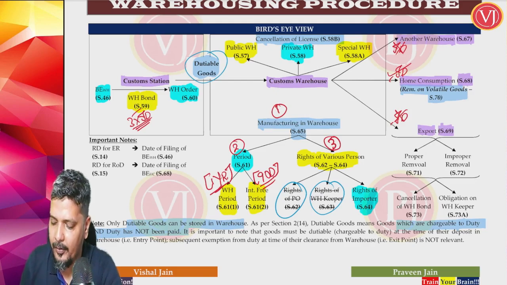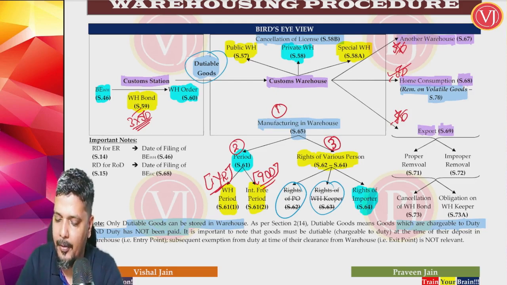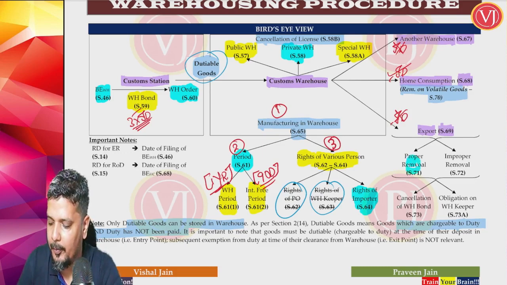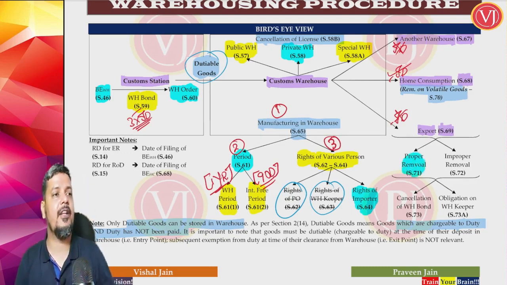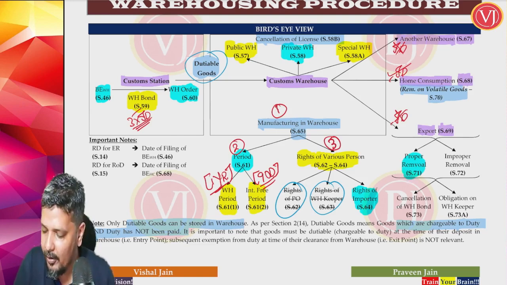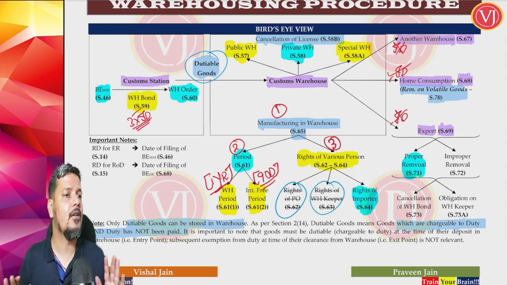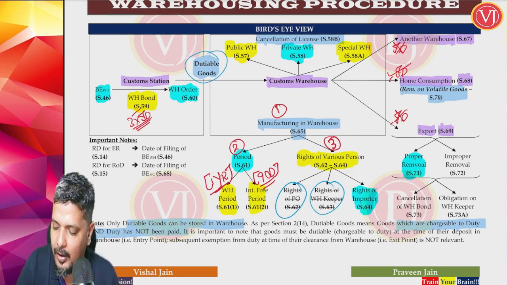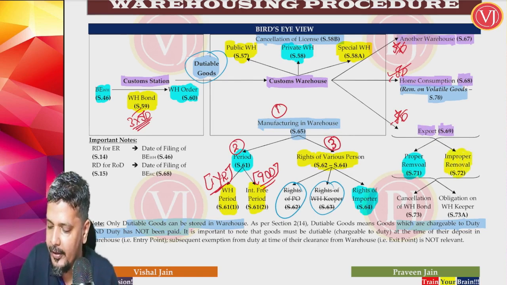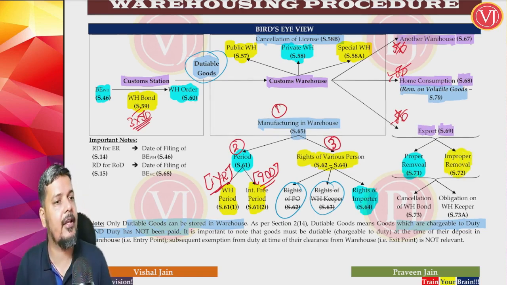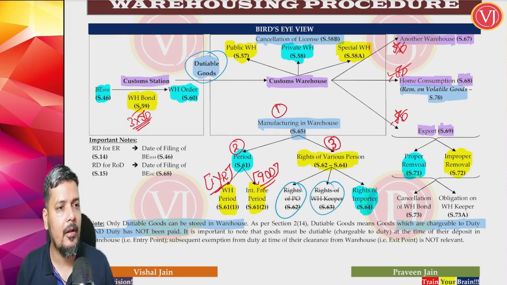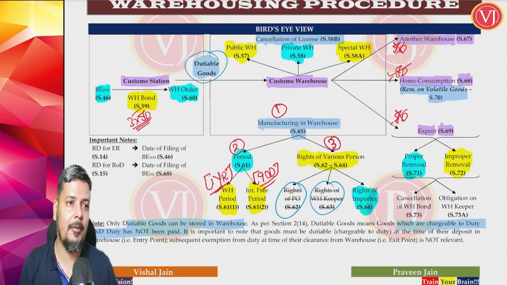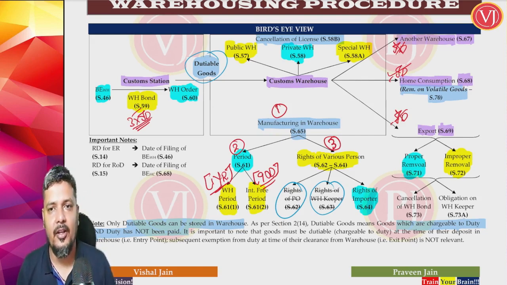Now when you are exiting from warehouse, either it is proper removal or it is improper removal. If you are going as per these three provisions, warehouse to another warehouse 67, warehouse to home consumption 68, warehouse to export 69, it is called proper removal. But if you are not clearing the goods in above ways, if you are taking the goods secretly from warehouse, it is improper removal. Proper removal, no issues. Improper removal, you will be facing consequences. So removal can be proper removal as well as improper removal.